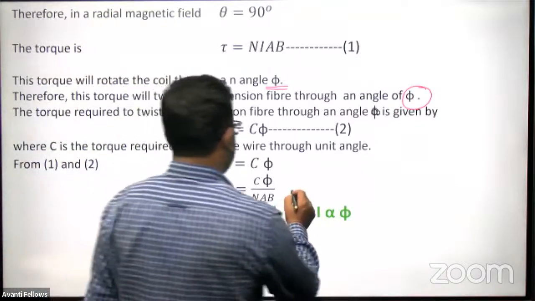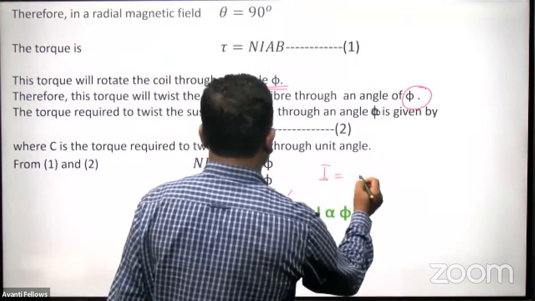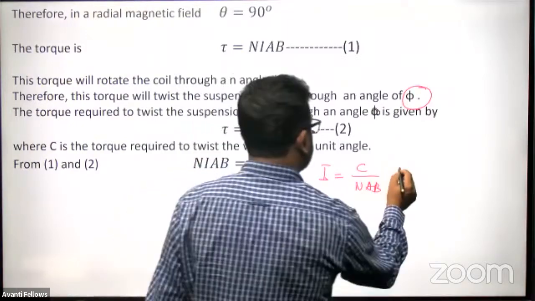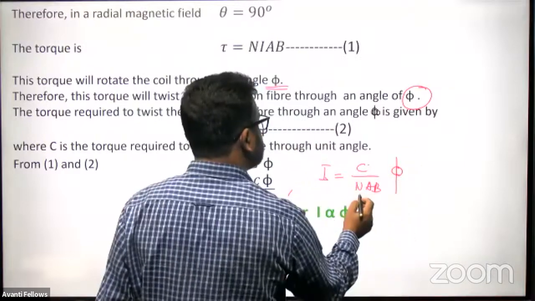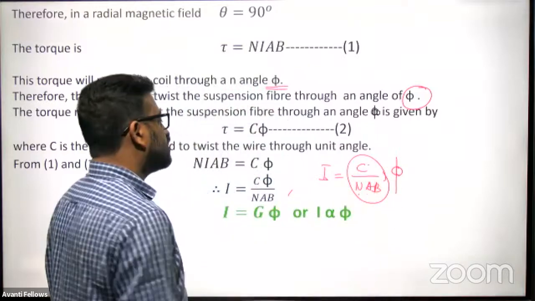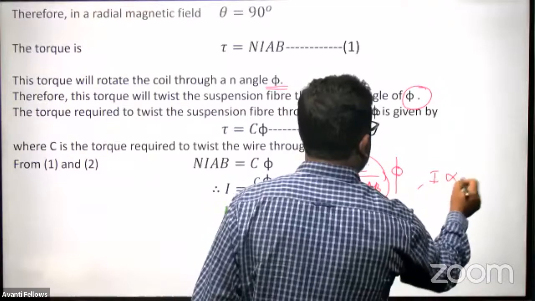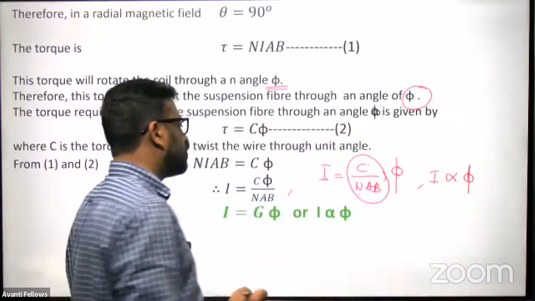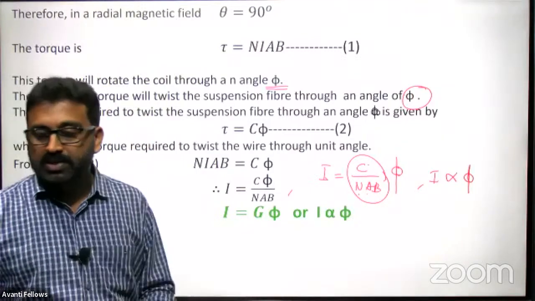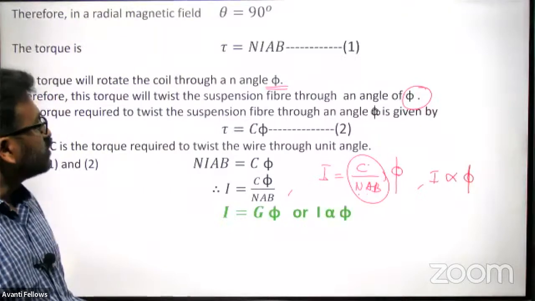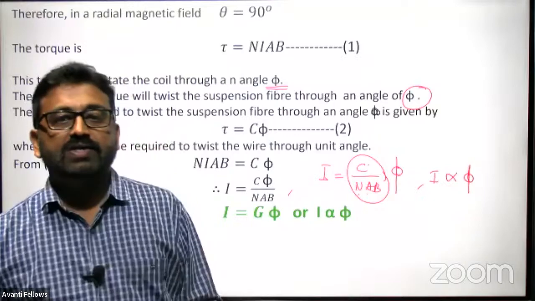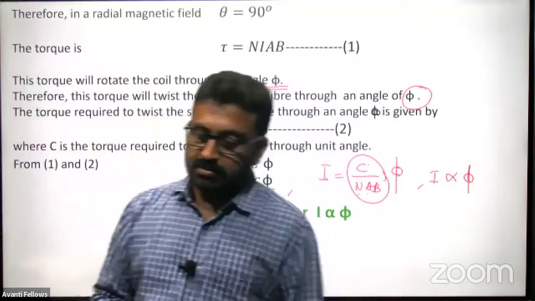Here we can see I equals C by NAB times phi. C is a constant, N is the number of turns, A is the area, and B is the magnetic field, so this can be made a constant. So we can say that I is proportional to phi. The current is proportional to the deflection. So that is the basic working principle of a galvanometer. The current flowing through the galvanometer will be proportional to the deflection produced in the galvanometer.